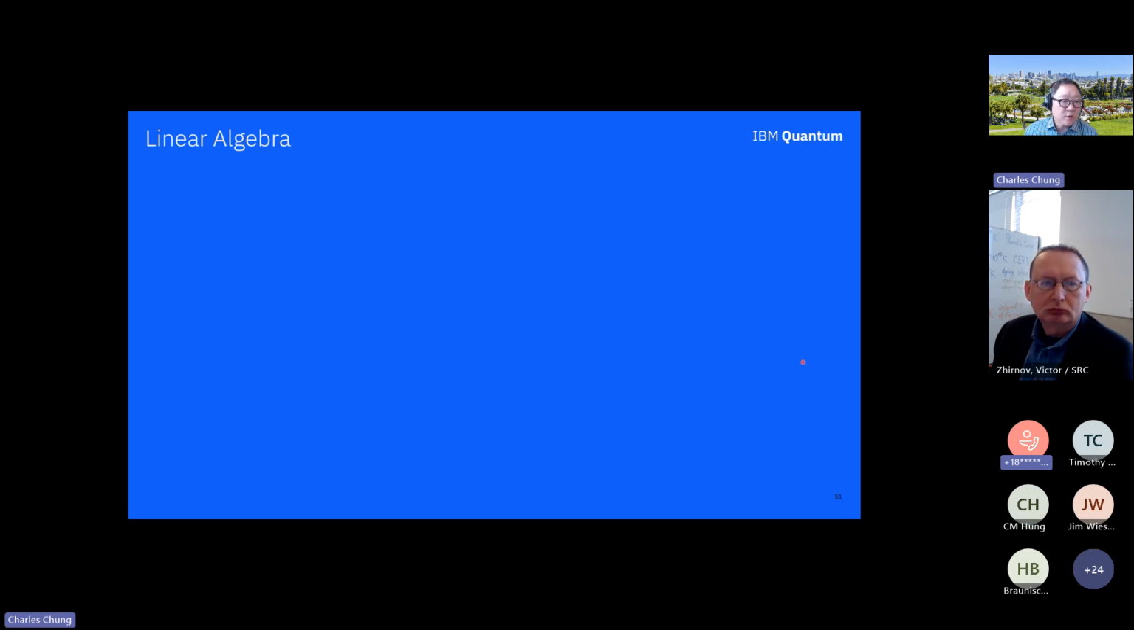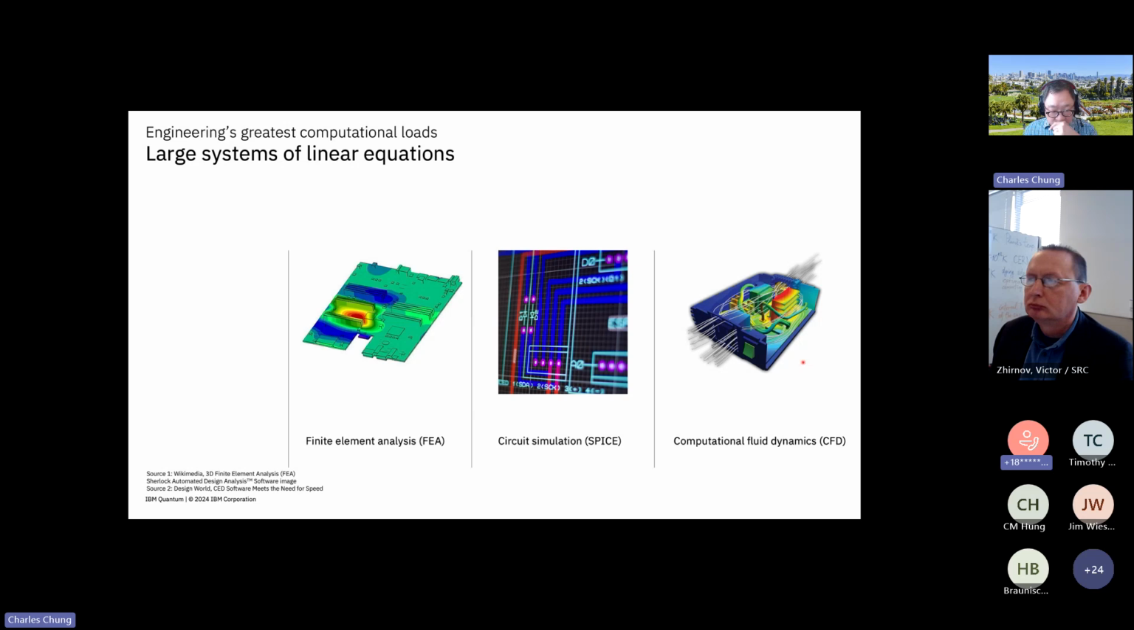So in linear algebra, this is probably the area that at least most engineers I talk to are most excited about, because the largest computational loads we have are often solving large systems of linear equations like finite element analysis and circuit simulation and computational fluid dynamics.